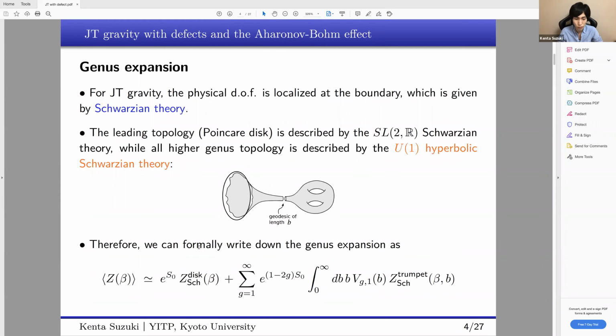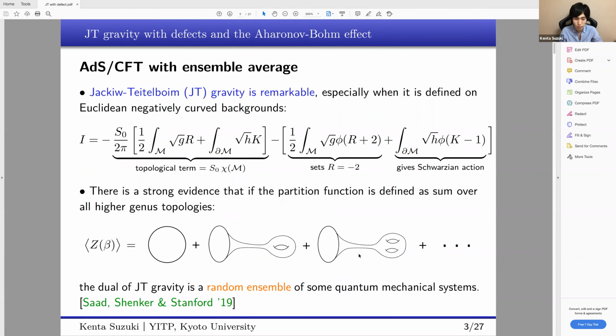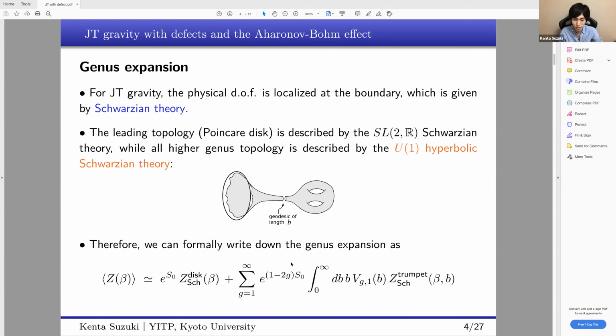So formally, we can write down the previous genus expansion, this one, in the following expression. So this e to the S naught comes from the Einstein-Hilbert action, and which has the Euler characteristic. So this factor actually suppresses all higher genus contributions. But we can write down all contributions in this way.